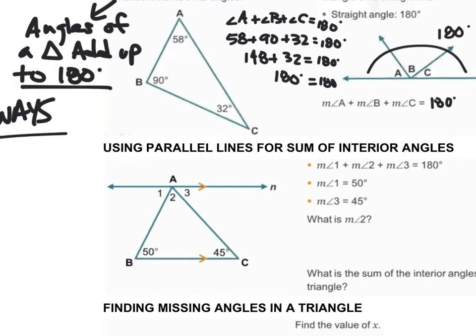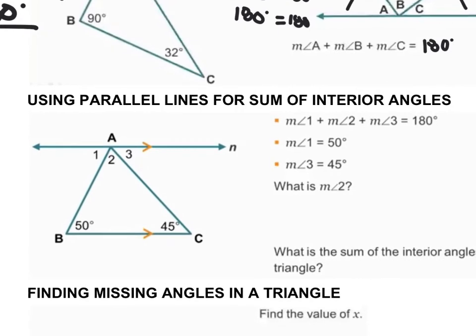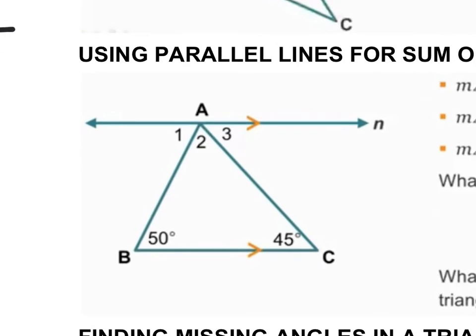Now, we can also look at something like this. We can use parallel lines cut by a transversal to show this. So let's say that you have two parallel lines. And then if you create points A to B and then A to C, you create a triangle here, okay? If I know that angle B has a measure of 50 degrees and that angle C has a measure of 45 degrees, I can figure out what angle 2 is.